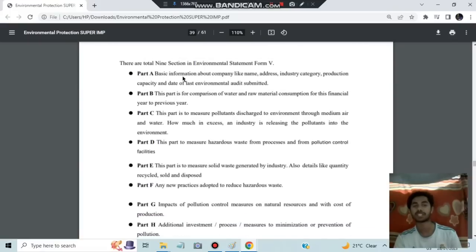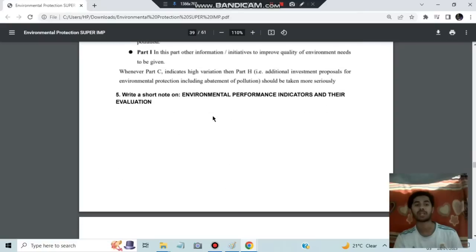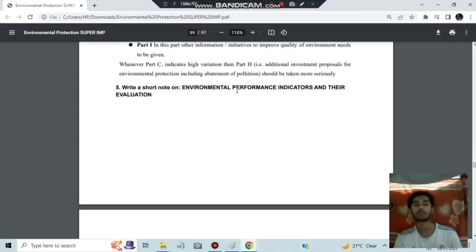Part A consists basic information about company like name, address and all. Part B consists of comparison of water and raw material. Part C consists of to measure the pollutants. The rest of the things you can go on. Okay. Next, we have write a short note on environmental performance indicators and their evaluation.